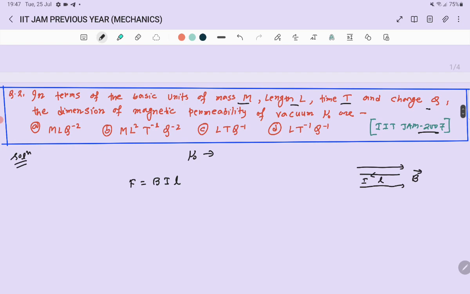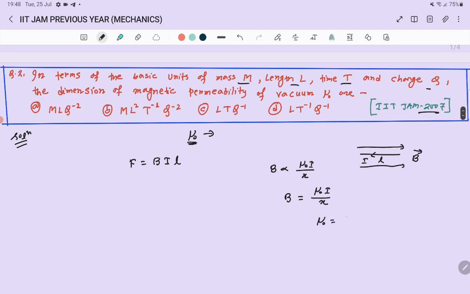So we can find B from here, but we need mu 0. Again we can write B in terms of mu 0, where we know that B is proportional to mu 0 I divided by the distance x. For simplicity we can write it as equal, because constants are not used for dimensional analysis. So mu 0 will be nothing but Bx divided by I. Or we can write this B as mu 0 I by x, then we can find out mu 0.